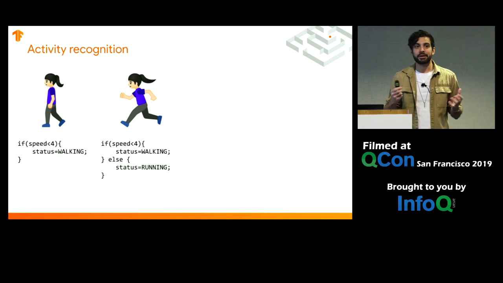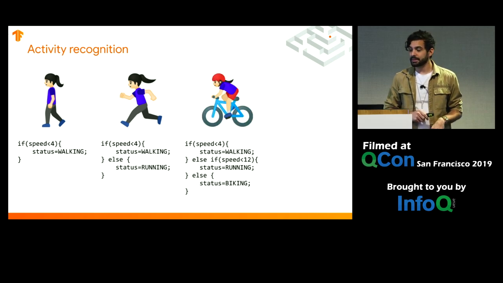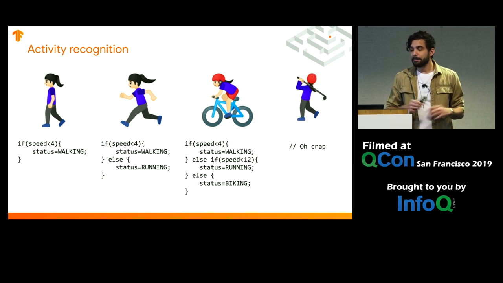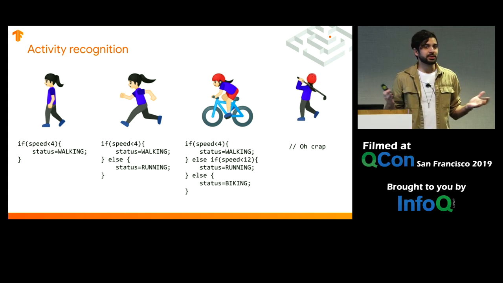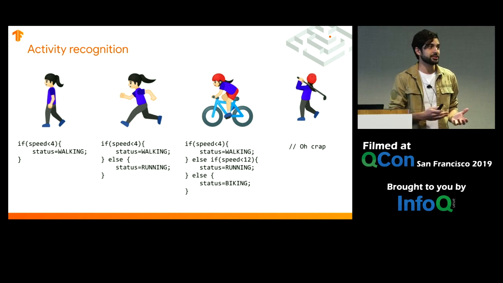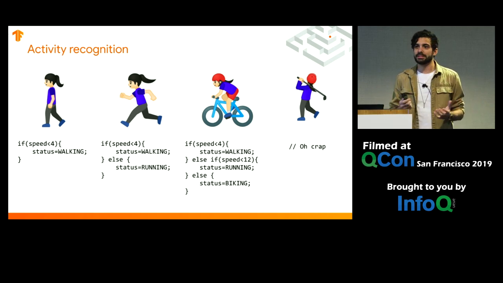So maybe if they're going greater than 4 miles per hour, or 4 miles per hour and above, their status can be running. And then maybe we can come up with a rule that says, hey, if this person's going even faster than a human can run, they're probably cycling. But then what do we do if they're doing something completely different? Our rules just don't work for this. They break down. The simple heuristic that we've chosen doesn't make sense anymore.